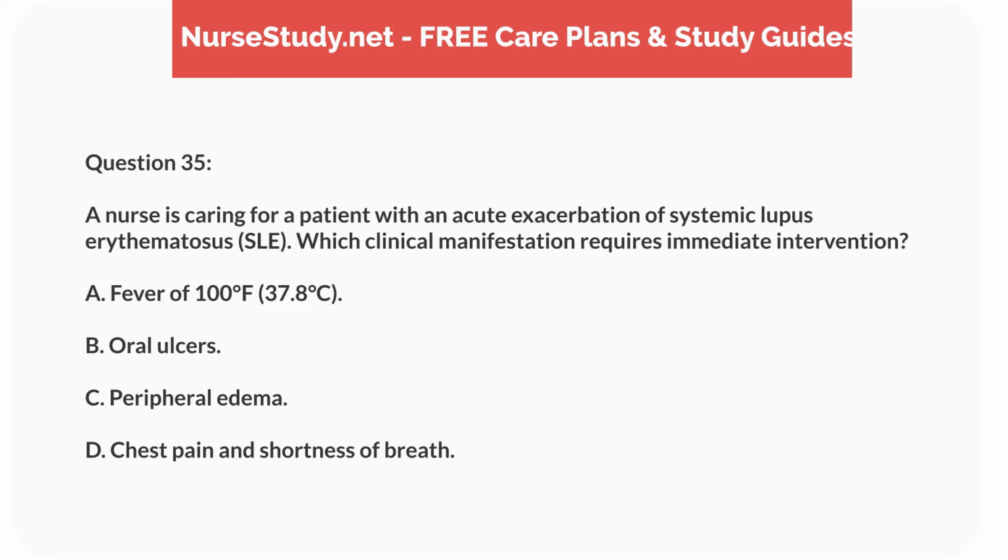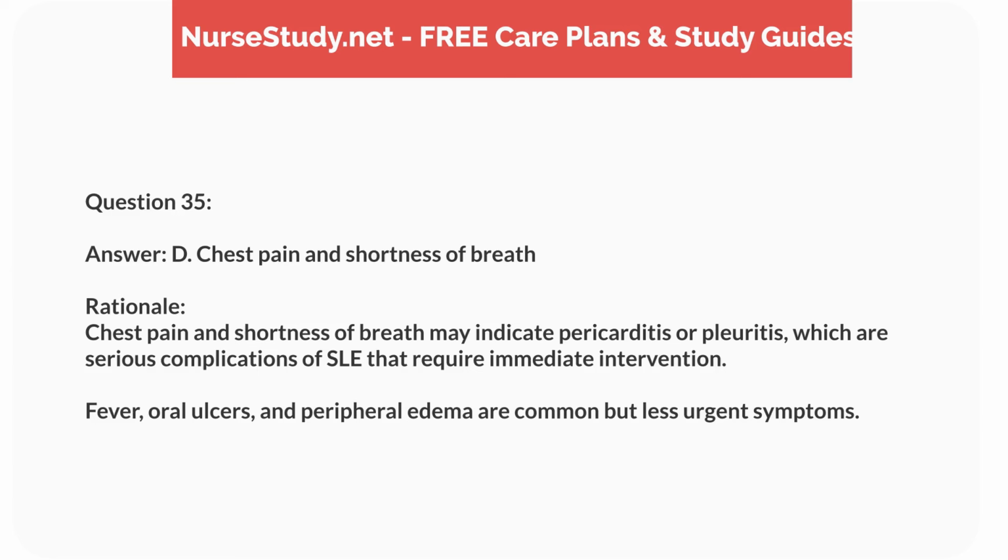Question 35. A nurse is caring for a patient with an acute exacerbation of systemic lupus erythematosus, SLE. Which clinical manifestation requires immediate intervention? A. Fever of 100 degrees Fahrenheit, 37.8 degrees Celsius. B. Oral ulcers. C. Peripheral edema. D. Chest pain and shortness of breath. Answer: D. Chest pain and shortness of breath.